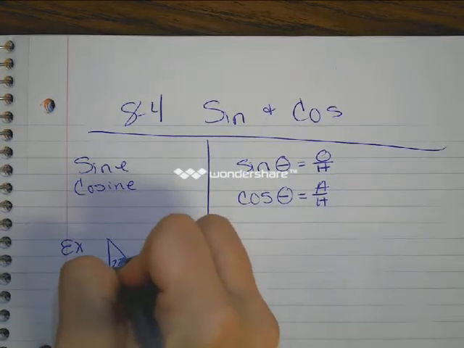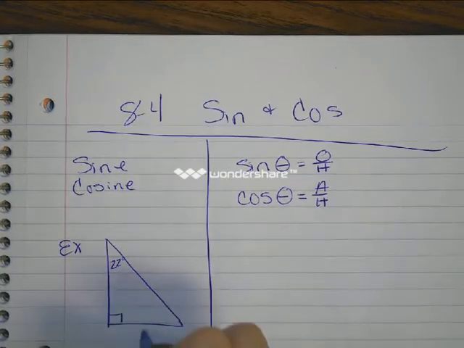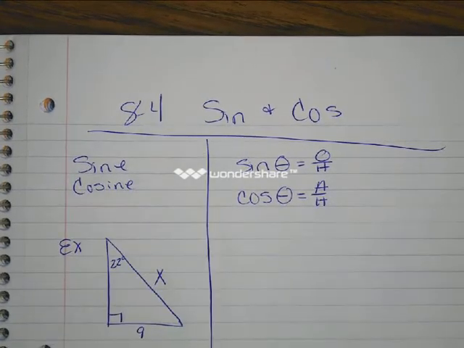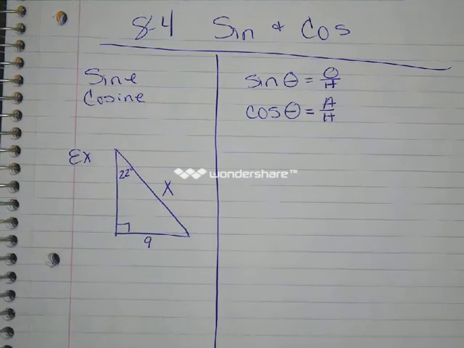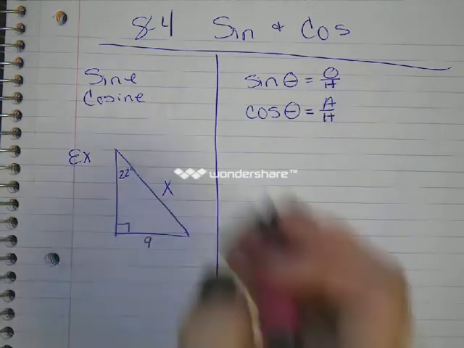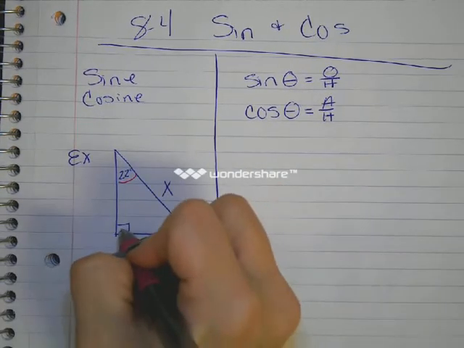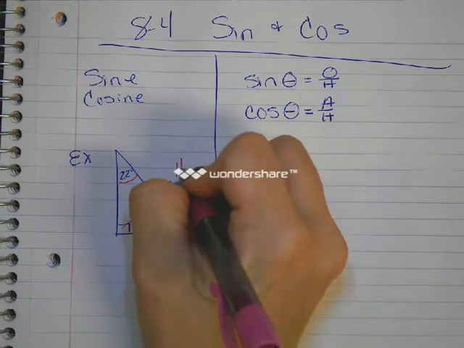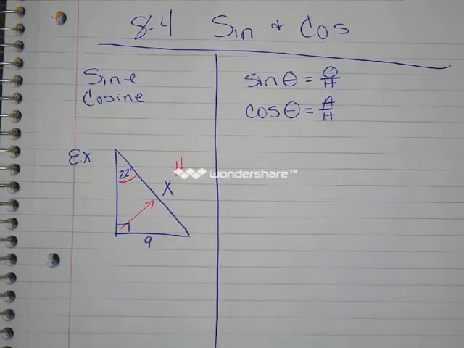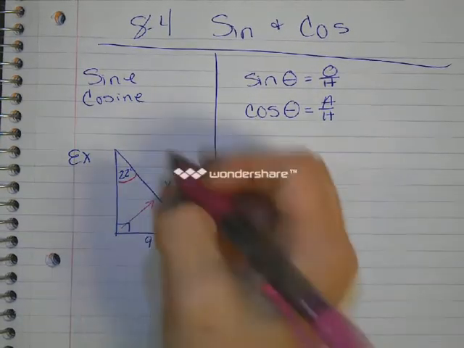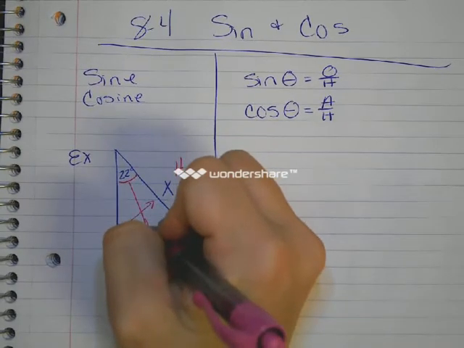That angle is going to be 22. This is 9, and that's x. So, identify what parts of the triangle you have. This is obviously your theta. This is your hypotenuse. A lot of people confuse the hypotenuse with the adjacent leg because both of them are next to the angle. But one of them is a hypotenuse and one of them is an adjacent leg. Don't ever confuse the hypotenuse with the adjacent side. So that's your hypotenuse, and that is your opposite side.